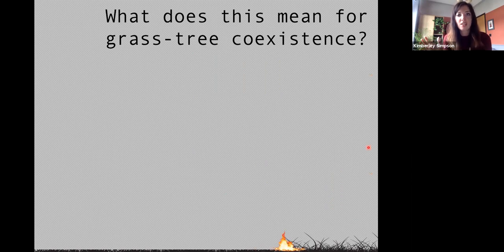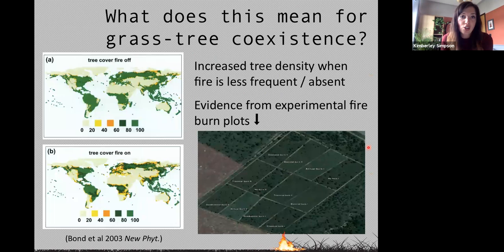So that is what reduced fire frequency means for grasses. What does it mean for the trees in these landscapes? Well, essentially, it's a really good thing. I mentioned that fire is a really significant demographic bottleneck. And if you decrease fire frequency, it means that more trees are able to reach maturity.